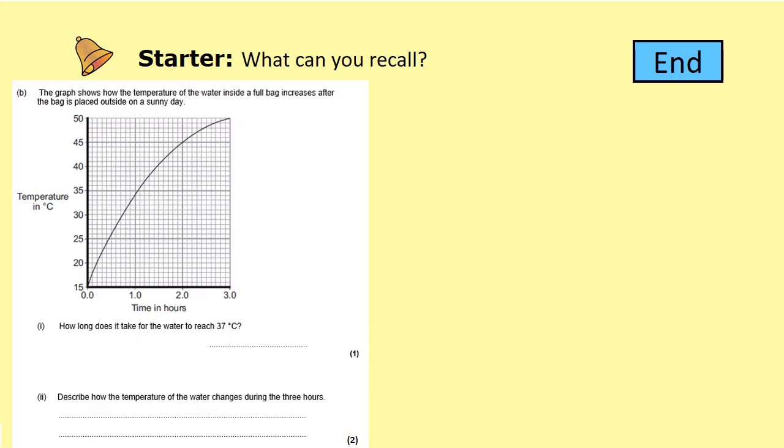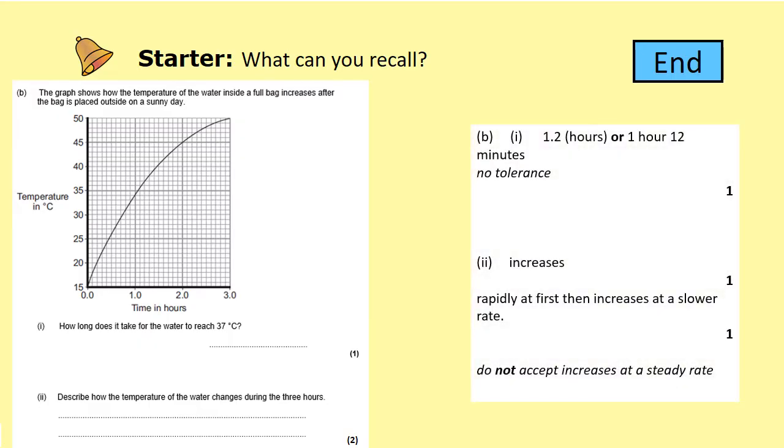So carefully find where 37 degrees on your y-axis is. Go across, meet your best fit line and go down, and you should end up with 1.2 hours. If you've converted your 0.2 into 12 minutes, that's fine. So that would be 0.2 multiplied by 60 minutes would give you that 12 minutes. So that's straight 1 mark. There's no tolerance there. You've got to get exactly the right answer.